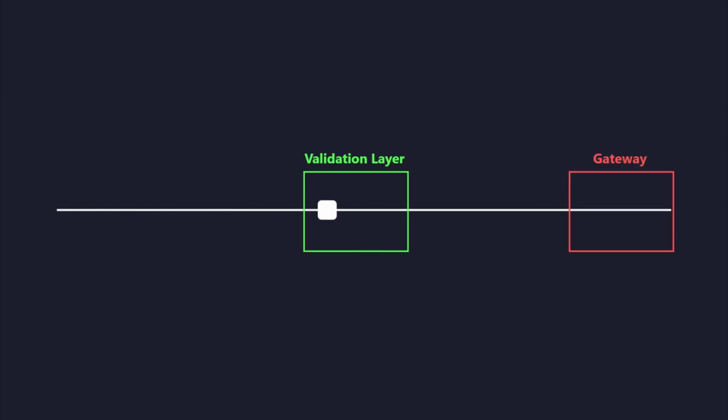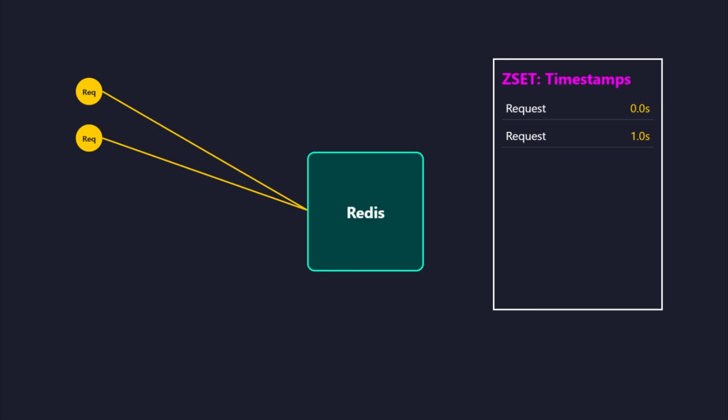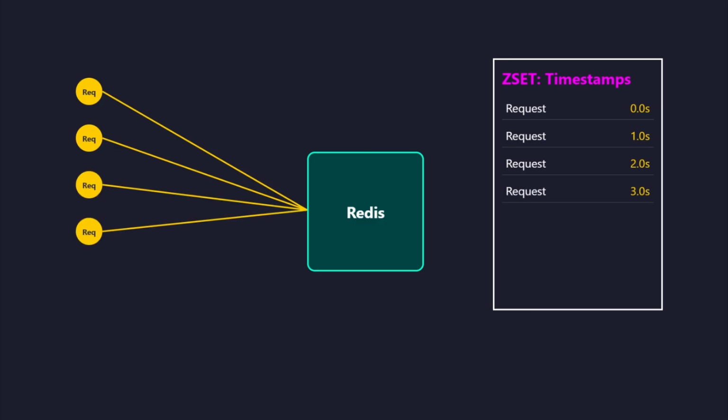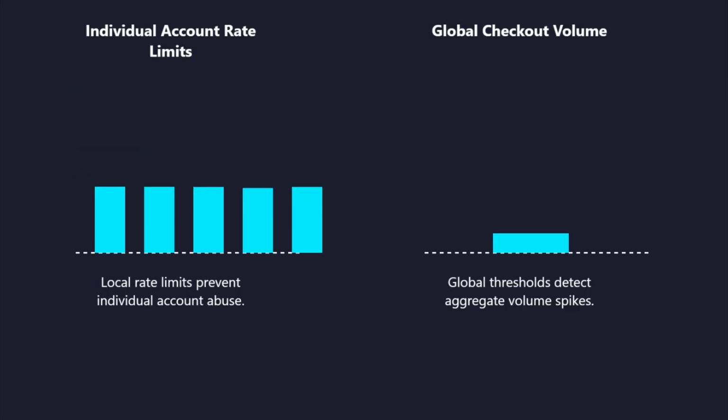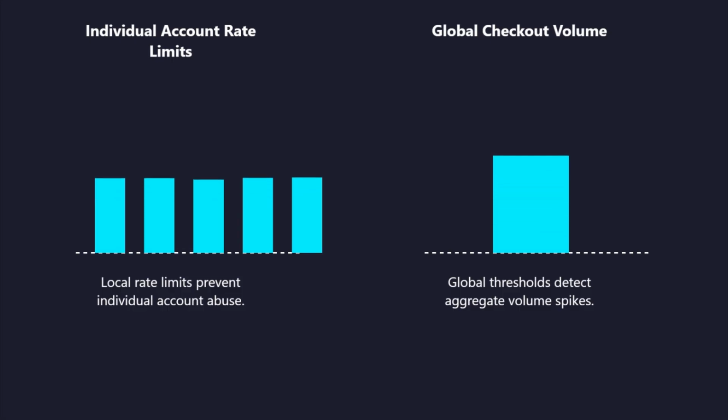Avoid sending every request directly to your payment processor. Implement a pre-validation layer that checks for basic card format and bank identification number before incurring gateway costs or hitting rate limits. Utilize an in-memory data store like Redis to track request counts. A sorted set can store timestamps of requests for each user identifier, which allows for high-performance rate limiting at scale without database overhead.